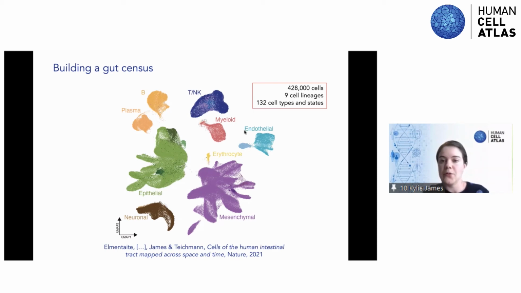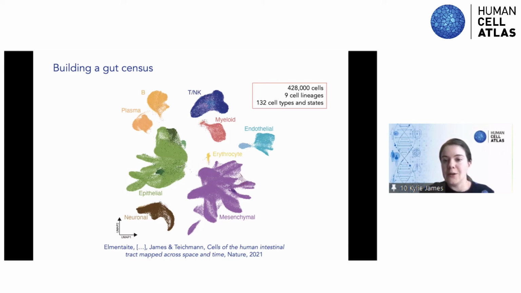And then we went through a process of subsetting these out and performing much more fine-grained annotation, so that together we annotated a total of 132 cell types and states. And of course, I'm not going to go into each of those today, but if you are interested, please do check out our recent publication of this work in Nature. And you can also access the dataset at cellatlas.org.